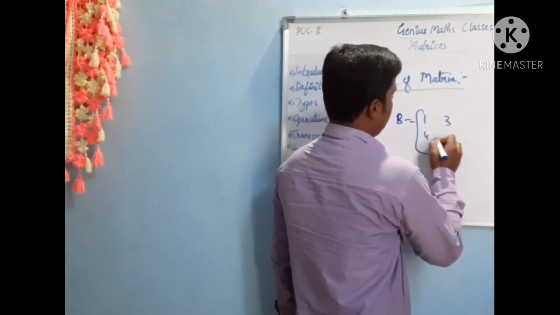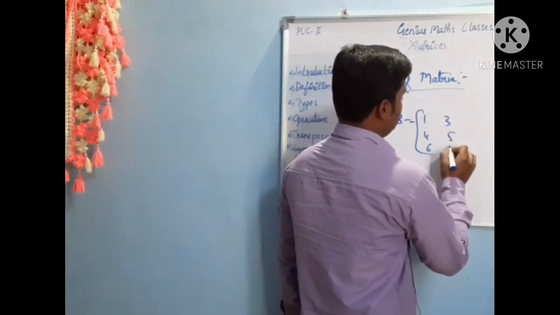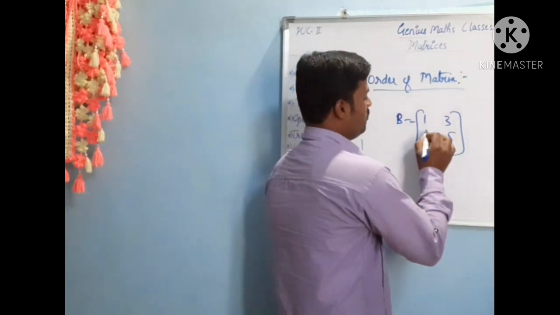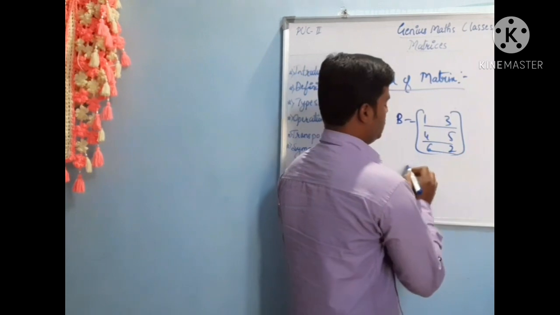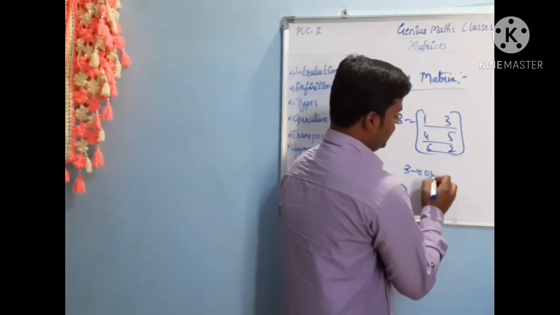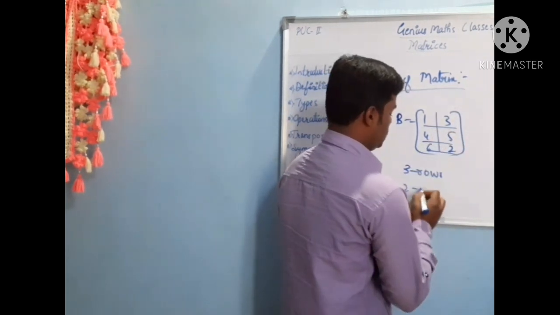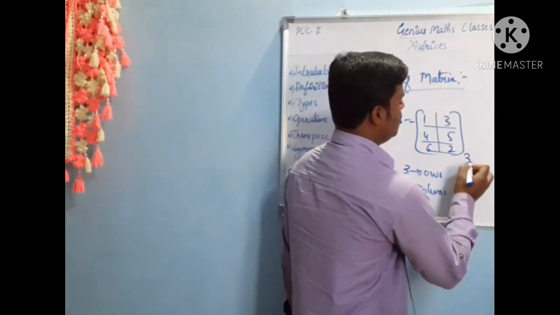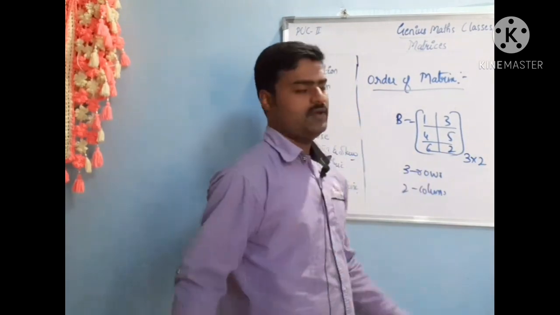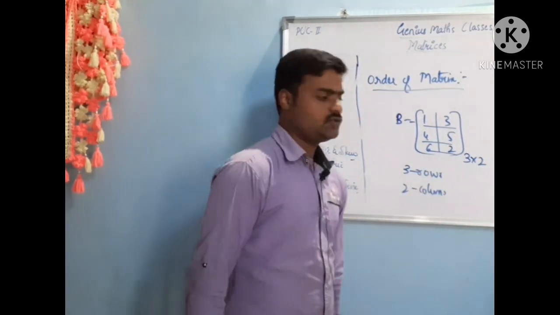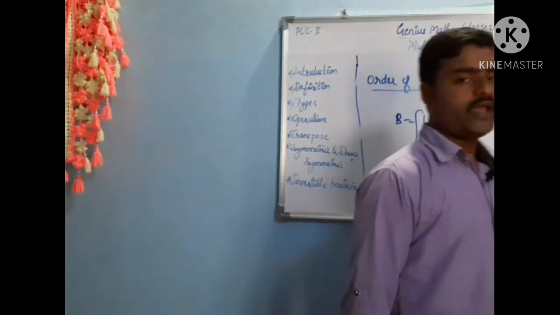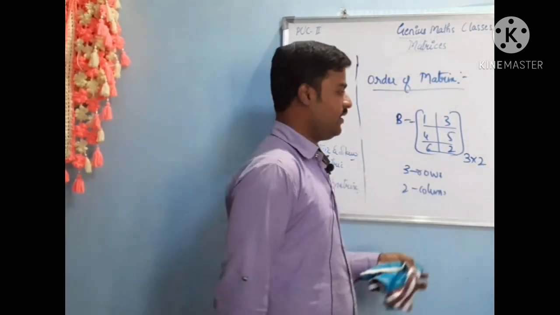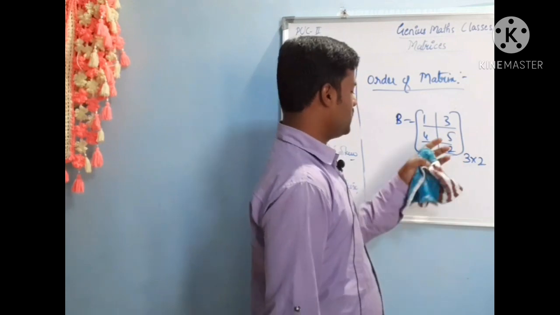1 3 4 5 6 2. Okay, this is another example. How many rows, how many horizontal lines? 3 horizontal lines, nothing but 3 rows, and 2 columns. So therefore the order of the matrix is 3 cross 2. This is the way to find out the order of the matrix. It depends upon the number of rows and the number of columns.